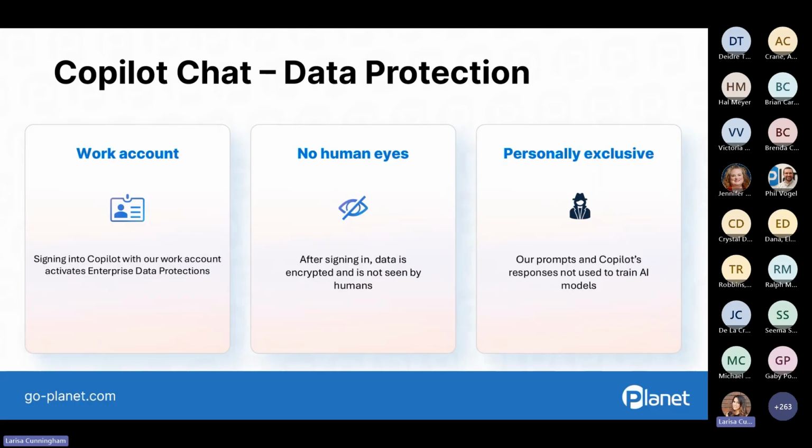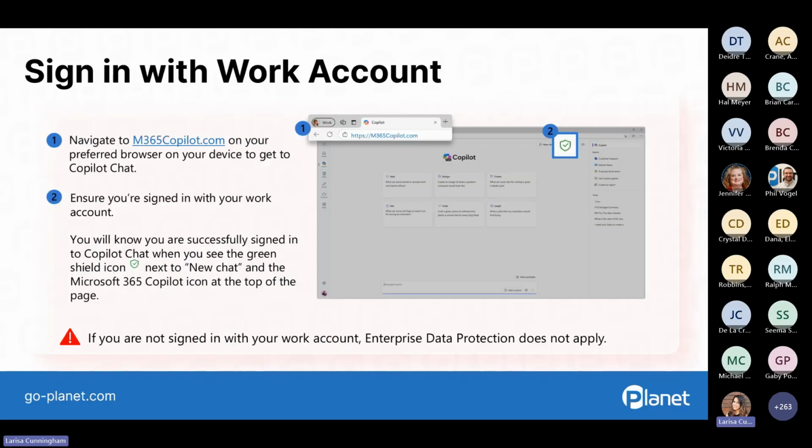Once you log in and sign in with your account, if you typed in m365copilot.com, you should see that up here. And then you should see this little green shield up near the top, and that's going to be your confirmation that you do have that enterprise data protection. So if you have any questions about that, that will confirm what environment you're in.